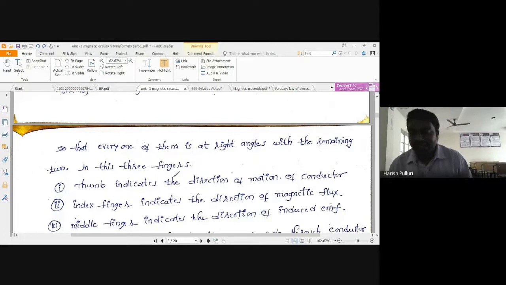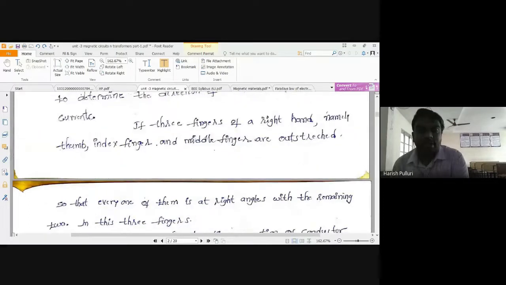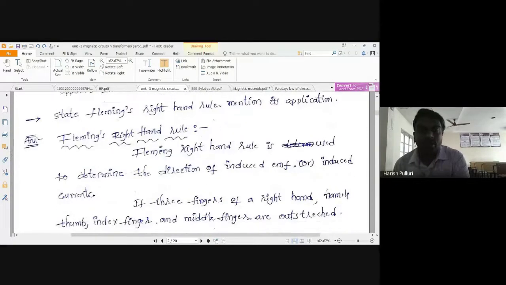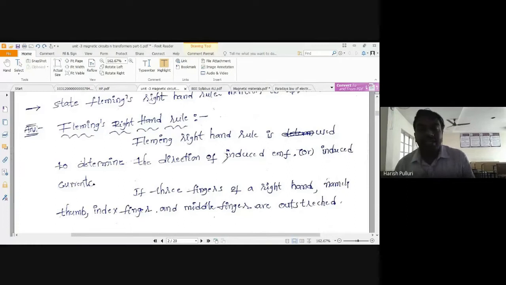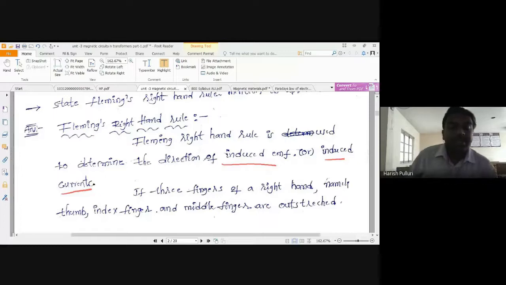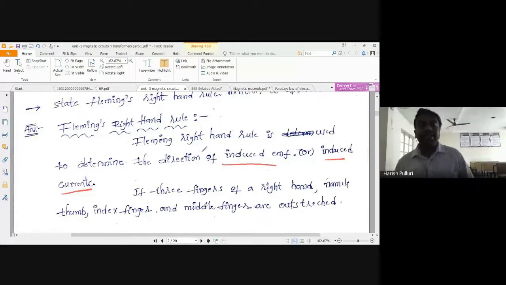And similarly, Fleming's right hand rule is used to find the direction in the case of a generator. What is the output of a generator? Either EMF or current. So Fleming's right hand rule is used to find the direction of EMF or current.